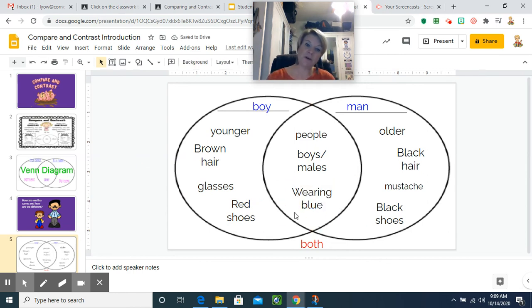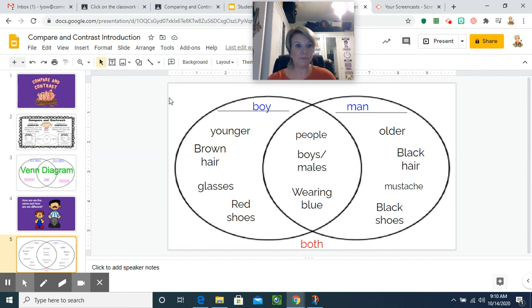So on my chart, I'm going to move wearing blue here to the middle to show that that is the same. Now if I had more space, I could put yellow shirt, blue shirt, overalls, and black pants over here, but I just don't have enough space. I could keep going on and on, finding all kinds of ways that they are the same and that they are different. But I think you guys probably have the idea now about what we mean when we are comparing and contrasting.